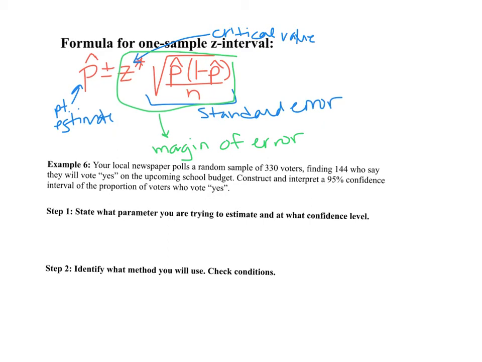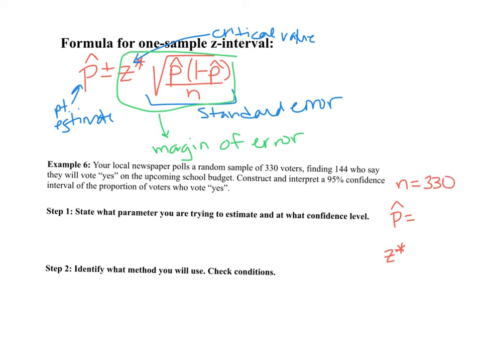Okay, so I gave you a little step-by-step process. Actually, before we even do the steps, the first thing that I think is always a good idea to do is to identify a few things. You're going to want to identify your n, your p hat, and your z star, your critical value. So my n is my sample size, which in this case is 330. It's the total number of people in the poll.